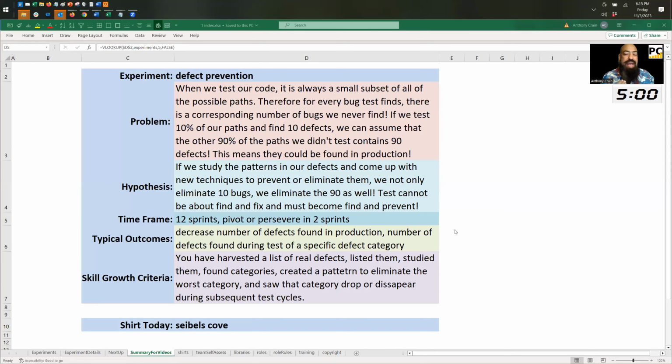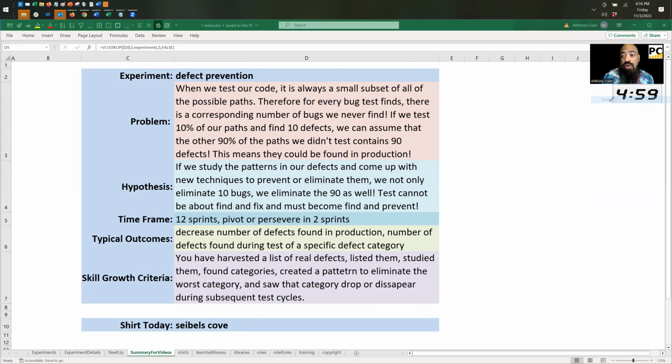I have a really exciting experiment for today. It's one of my absolute favorite ones. Definitely my favorite one in the testing world. Definitely my favorite one in the advanced experiments, but it's close anyway. But it's huge. It's called defect prevention. So first, let me start my 5-minute timer.